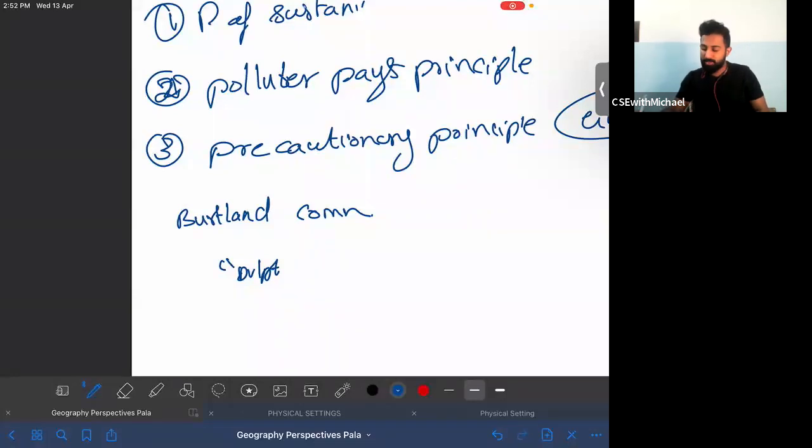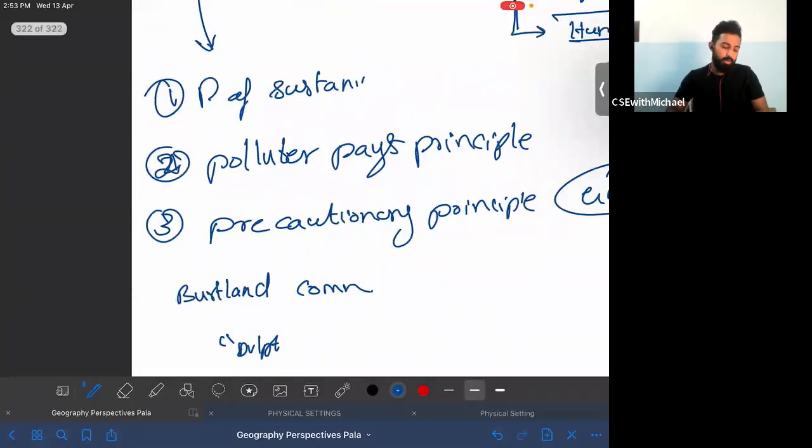So we have several principles with respect to that: common but differentiated responsibility, ecological footprint, fair share of earth concept, reuse, reduce, recycle, sustainable development, which can be written there. Now the next principle is the polluter pays principle.